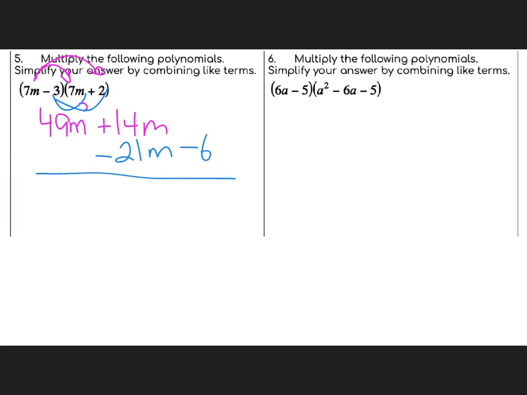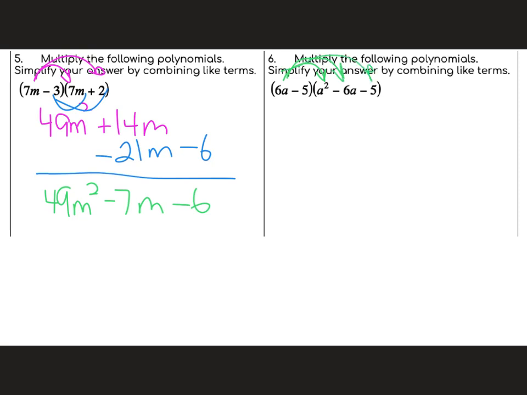Now I combine like terms. So I'm going to have a 49m squared. Notice that I lined up like terms as I did it. I find that the easiest way to do this. 14 and negative 21 is negative 7. And then minus 6. And I did it. On this next one, I do the same thing, except I have to distribute 3 times.